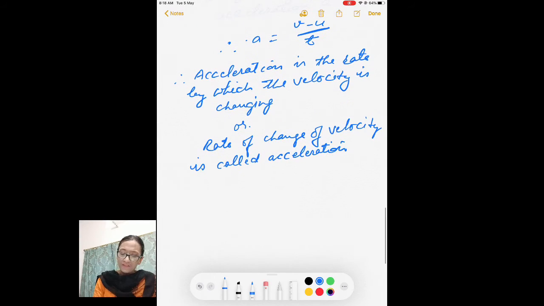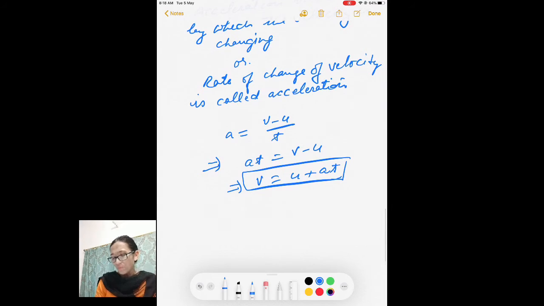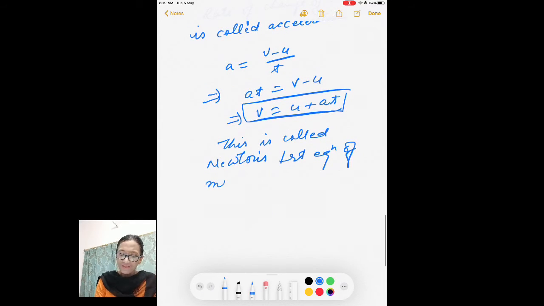Now from this equation, a is equal to v minus u upon t. It implies that at is equal to v minus u. It implies that v is equal to u plus at, and this is called Newton's first equation of motion.